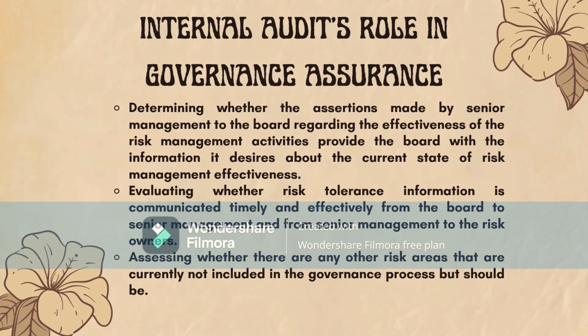the current state of risk management effectiveness, evaluating whether risk tolerance information is communicated timely and effectively from the board to senior management and from senior management to the risk owners, and assessing whether there are any other risk areas that are currently not included in the governance process but should be. To carry out these responsibilities, the internal audit function must have a clear understanding of the board's governance direction and expectations, including risk tolerance levels and reporting expectations.